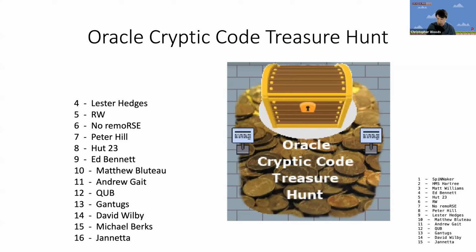So our top 3. Last time it was Spinnaker number 1, HMS Hartree number 2, and Matt Williams number 3. So in number 3, I'm afraid falling down from the number 1 slot, is Spinnaker. You need to be slightly quicker this time because you were beaten. Holding their place at number 2 is HMS Hartree, and then whizzing through the board extremely quickly this week, retaking the number 1 spot, is Matt Williams.